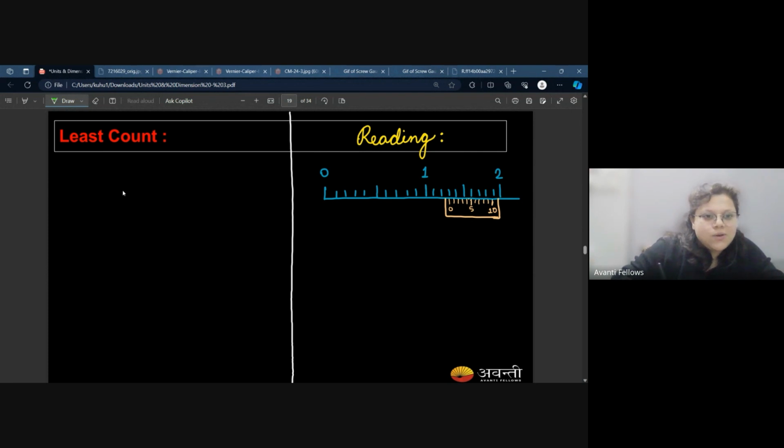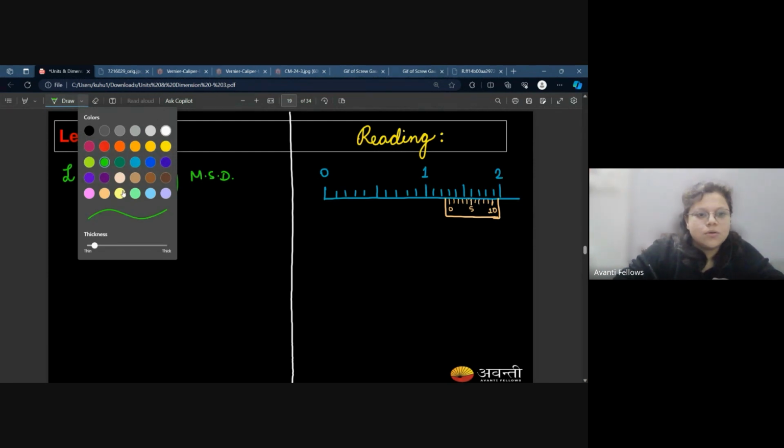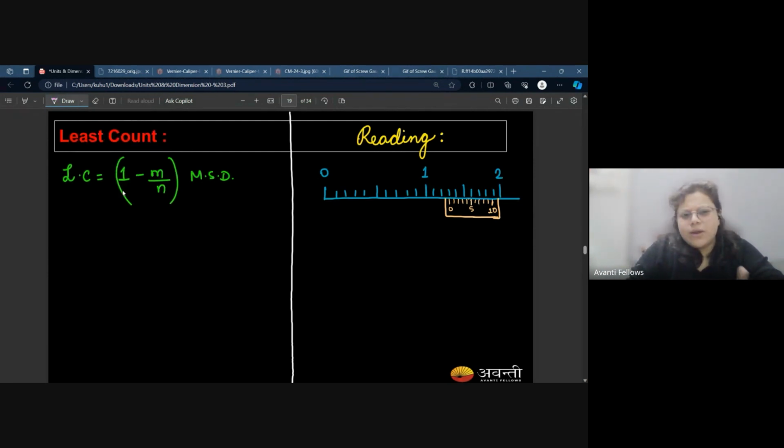Cool. So least count is equal to 1 minus m by n main scale division. We are not going to go deep into how we get this formula, because that is not something very much required for our discussion, to be very honest. Here m is the main scale division and n is the vernier scale division.